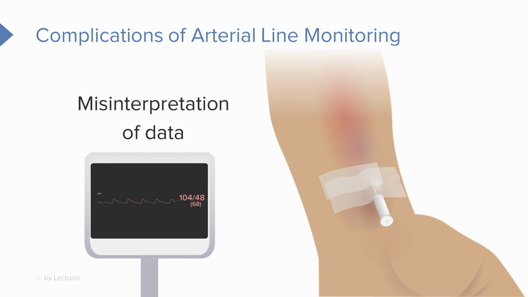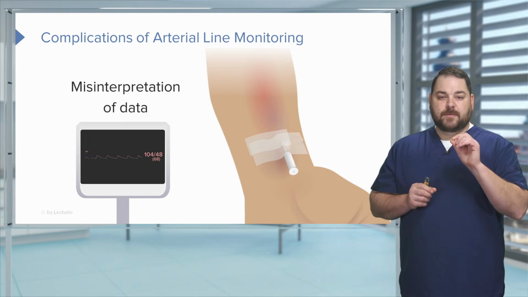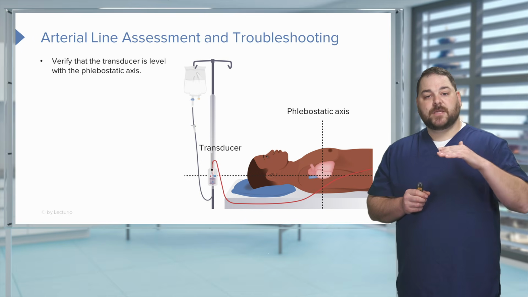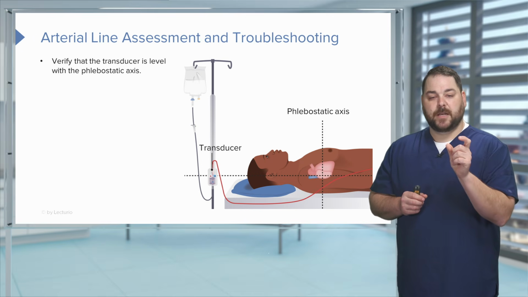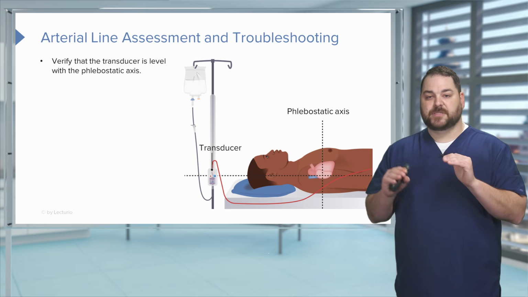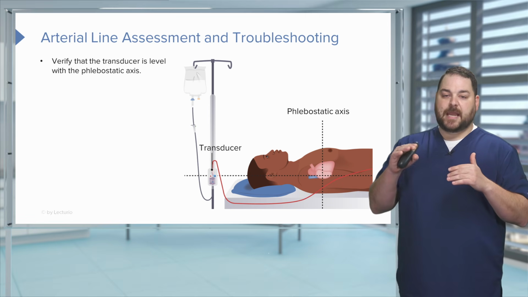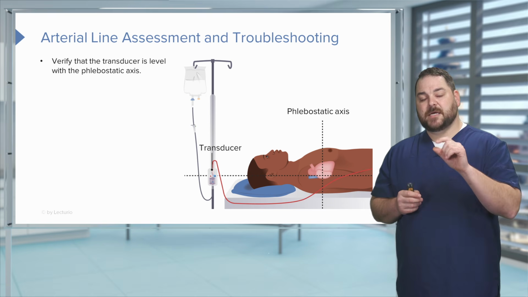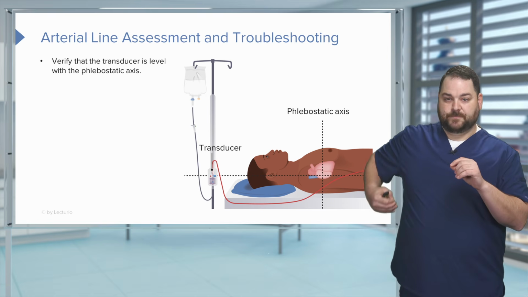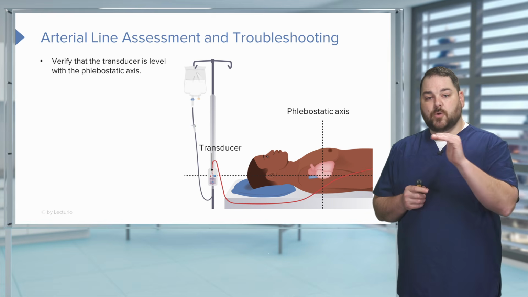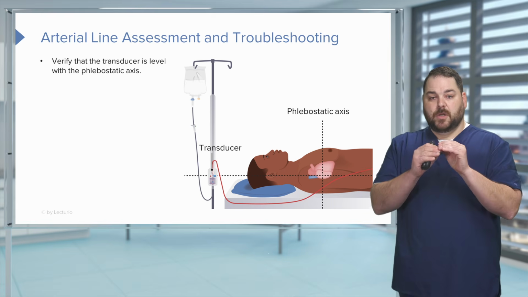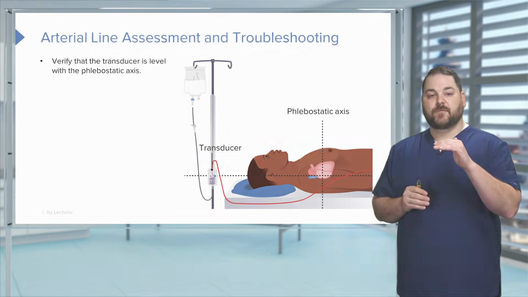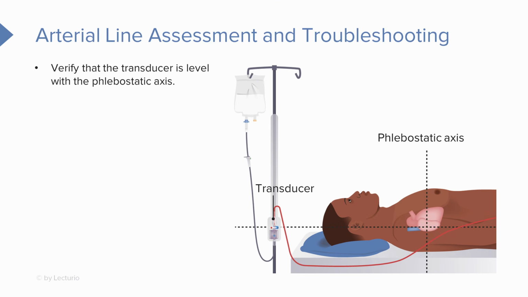So we talked about the misinterpretation of data. Probably the most common cause of that is your transducer. That transducer, which has a stopcock on it, needs to be in line with the phlebostatic axis. The phlebostatic axis is also the right atrium of the heart. It's the fourth intercostal space at the midaxillary line. So when you're measuring, you're going to get that transducer right in line with the phlebostatic axis of the heart, and that is giving you the most accurate blood pressure.